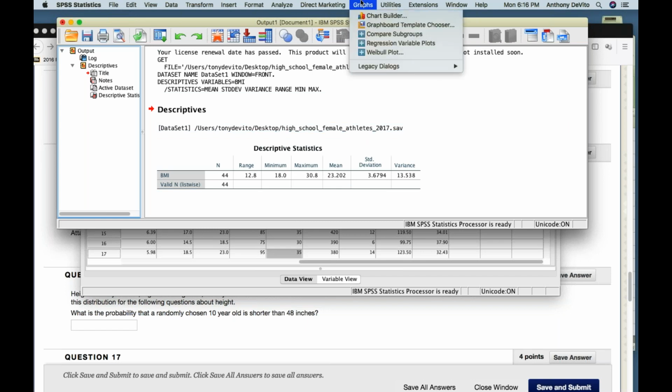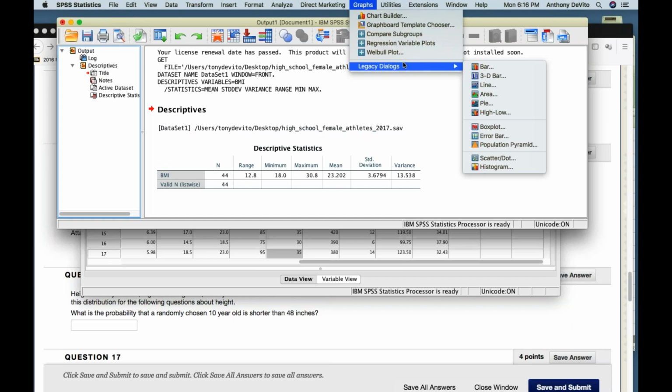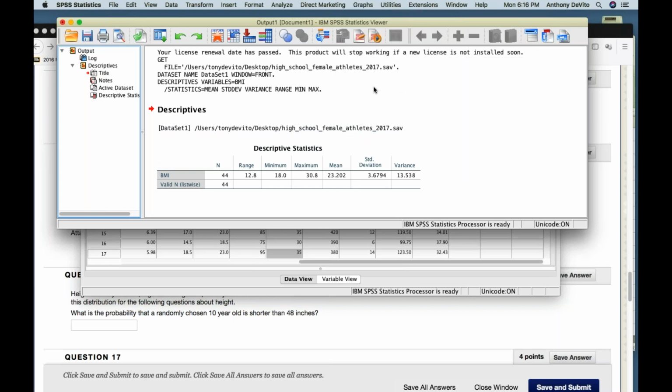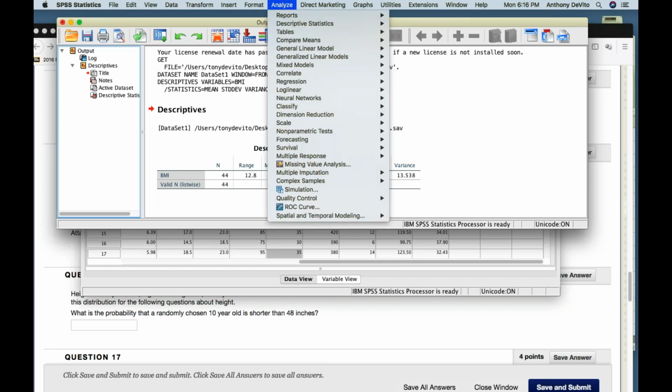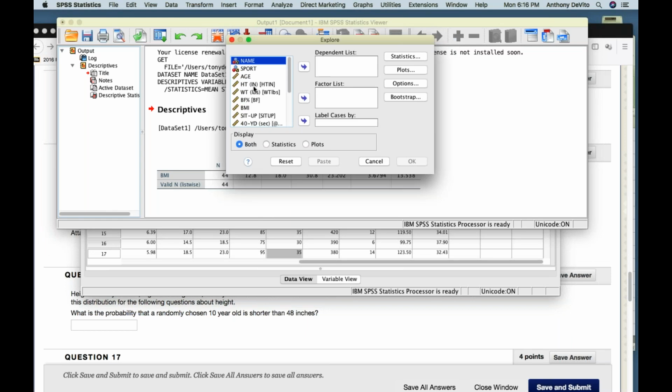Now, I could go into graphs and ask it to create a box plot for me, but in fact, to shortcut that, I can go to analyze, descriptive statistics, and go past descriptives to explore, which will give me some more options. Explore, and again, I'm going to move BMI, the variable I want to work with, into the dependent list. I'm not going to factor this up into different groups. If I wanted to compare one group's BMI to another group's BMI, I would move that categorical variable in here.